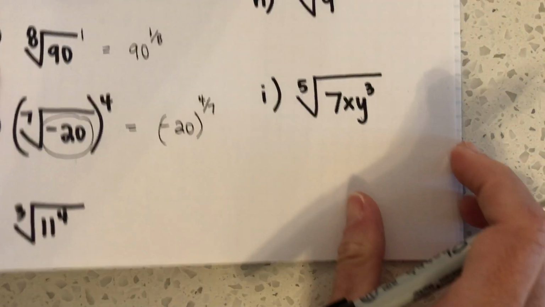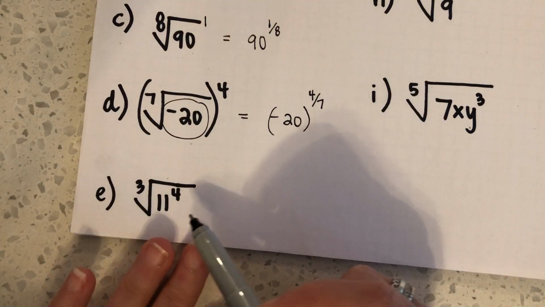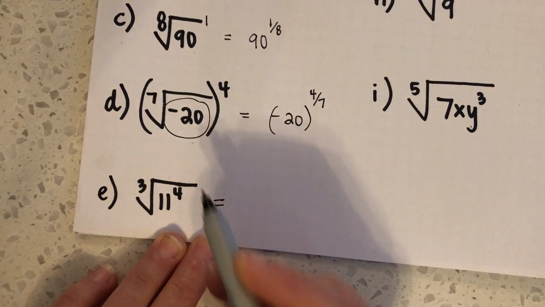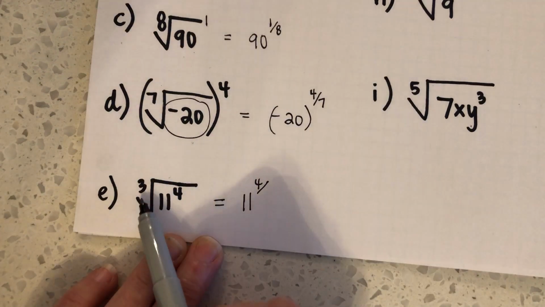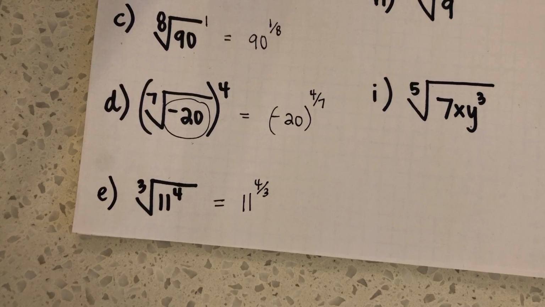All right, look at this example. This one says rewrite as a rational exponent, right? The 3rd root of 11 to the 4th. So who's under the radical? 11 to the 4th power over a root of 3. 11 to the 4/3 power.